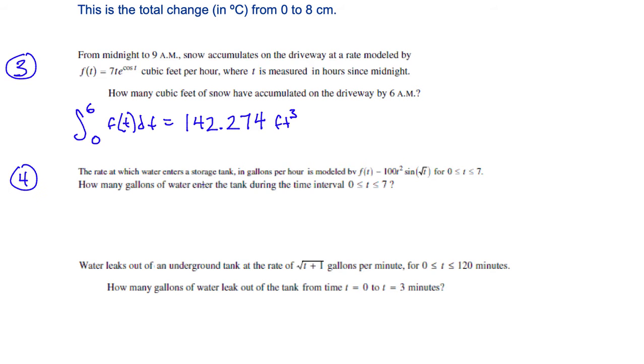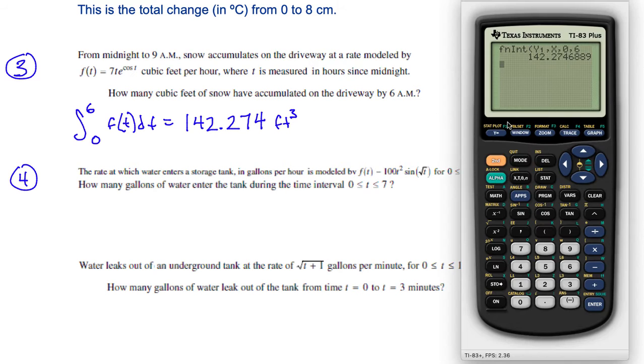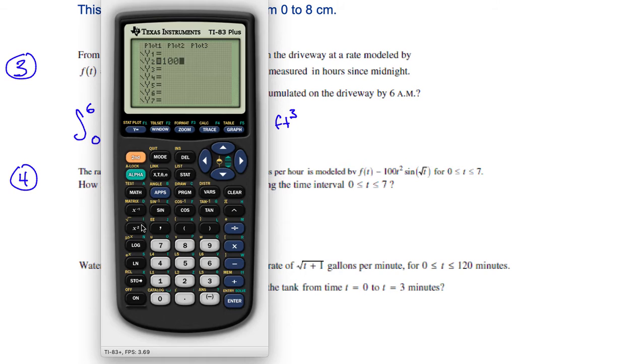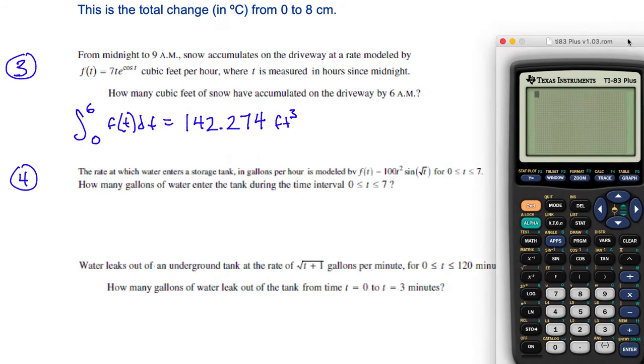Number 4. We have another equation. Let's go ahead and plug that into our calculator as well. Clear out of view. I now have 100x squared times sine of the square root of x. Cool, I'm not going to end parentheses, I'm too lazy. And I have the function correct, between 0 and 7, that's good.